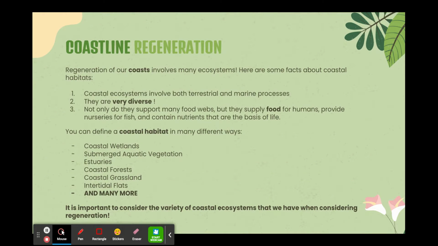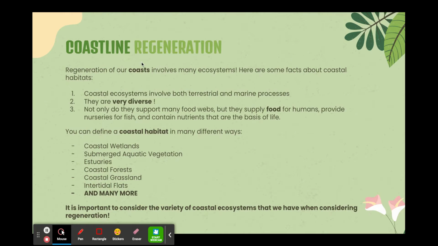Okay, welcome to your coastline regeneration focus area key components video. In this video, it's very short. I just want to go over a couple of key points about coastline regeneration and what you should keep in mind when you are designing your product, when you're thinking about the problem.